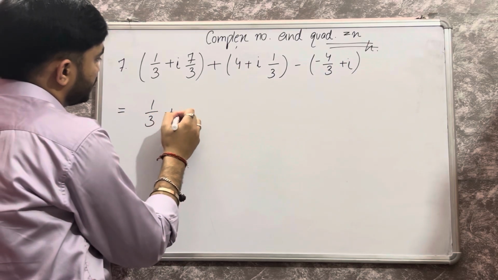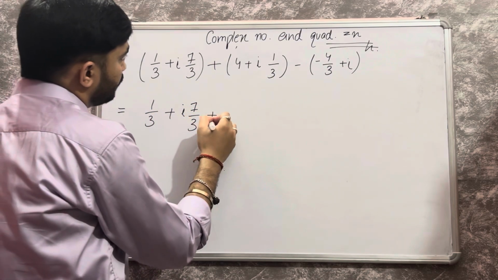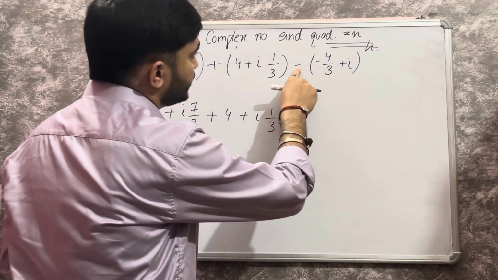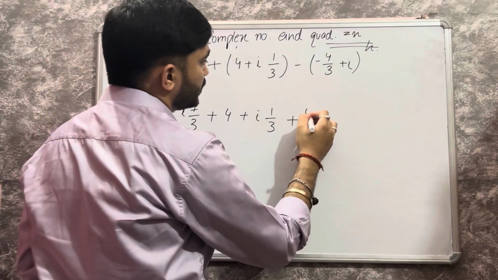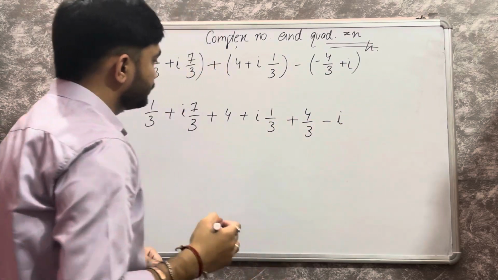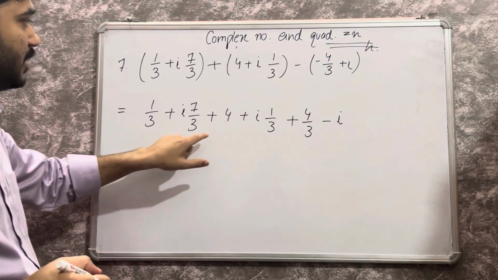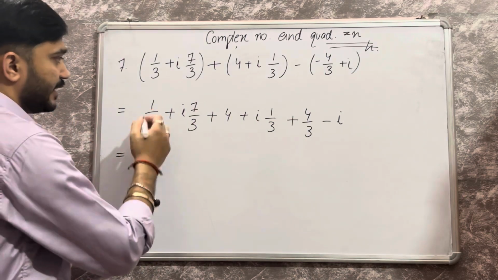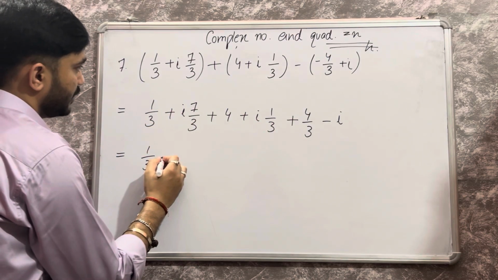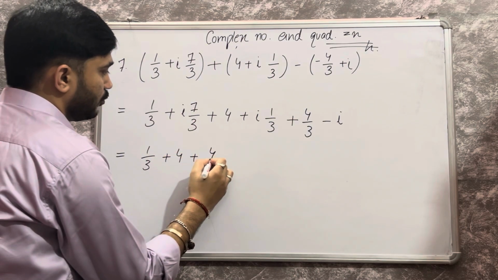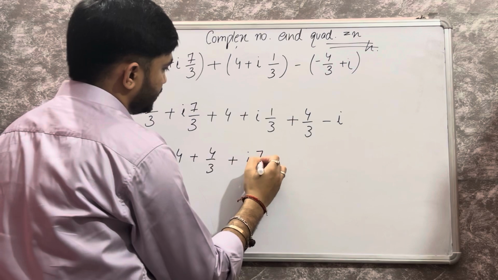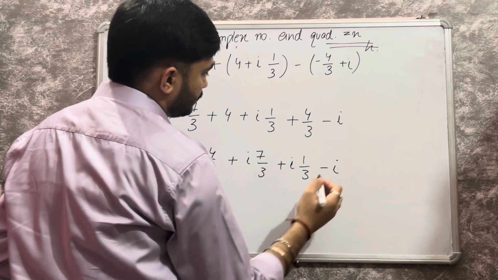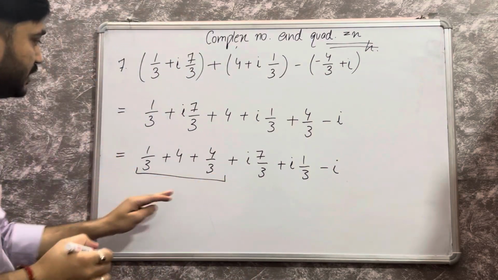1/3 + i·7/3 + 4 + i·1/3. Let us take this minus into the bracket: minus minus plus 4/3 minus i. This is the real part, this is the imaginary part, this is the real part, imaginary part, real part, imaginary part. Let us take all the real parts together: 1/3 + 4 + 4/3 + i·7/3 + i·1/3 − i. Let us solve this in one go.